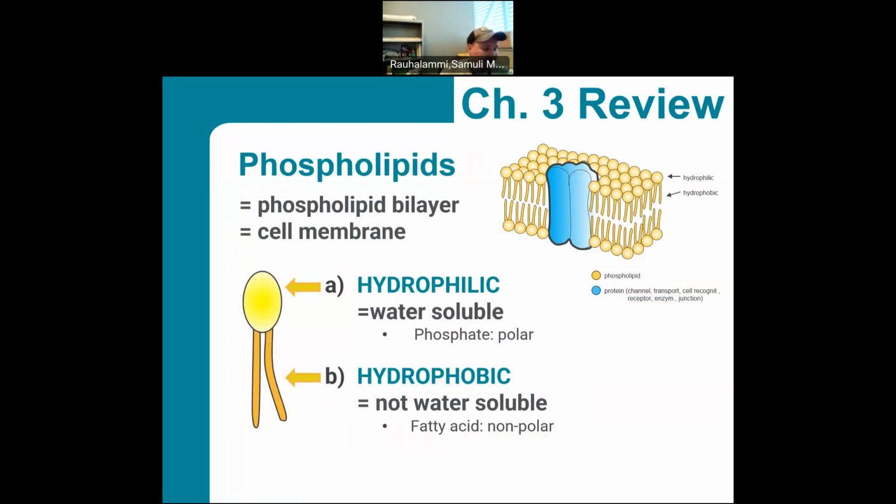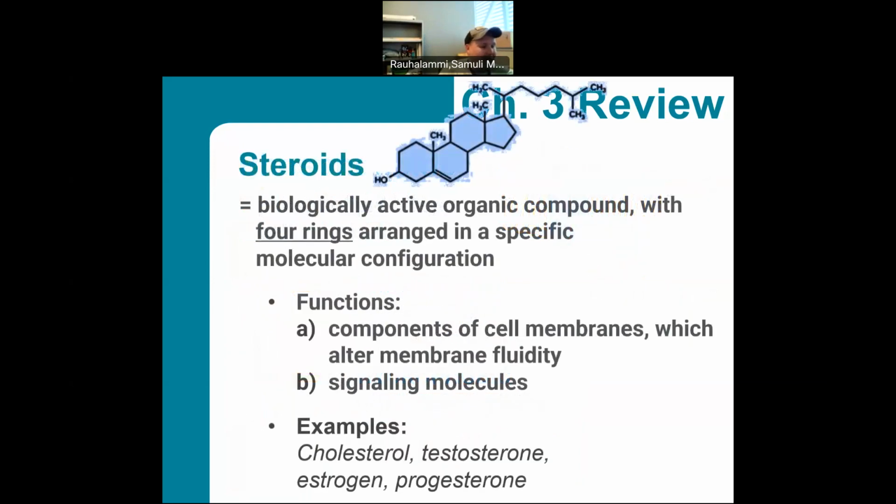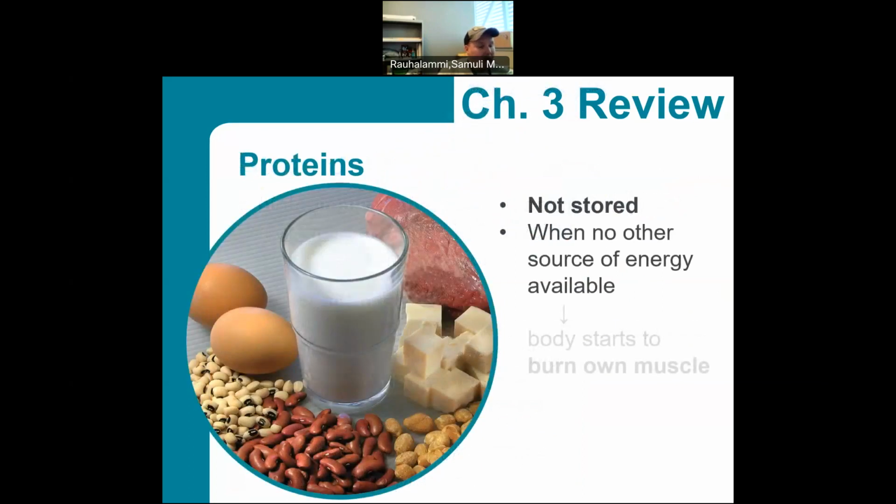This phospholipid has a hydrophilic head, so it's really attracted to the water. It's happy to be around the water, whereas the tails are hydrophobic and try to avoid water. So that's why the tails tend to spontaneously pack facing against each other, so they get as far away from water as possible. When we talk about lipids, we should probably also mention steroids. These are four-ring structures arranged in a specific manner, often where hormones might be produced and so on from the cholesterol and so on.